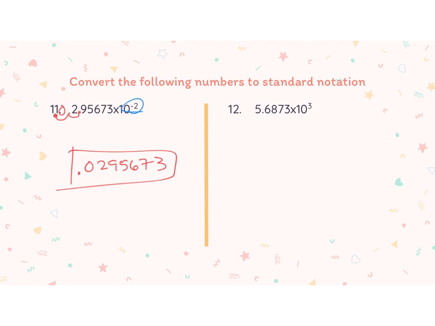So let's take a look at number 12. I have a +3 exponent, so that means I'm going over 1, 2, 3 places. So I still have a digit after the decimal point here. I have 5687.3. So 5687.3 is my number there.